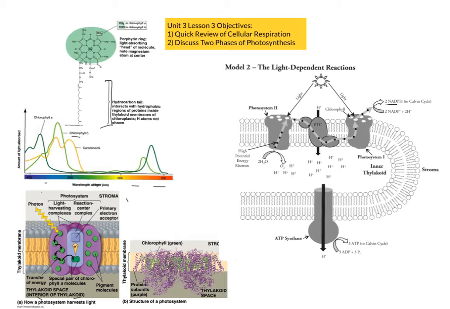Okay, now a couple of things we've got to know. There are some key molecules involved in the light dependent reactions. What we have are two photosystems. We've got photosystem 1 and photosystem 2.